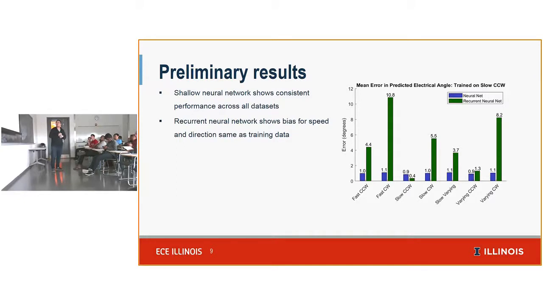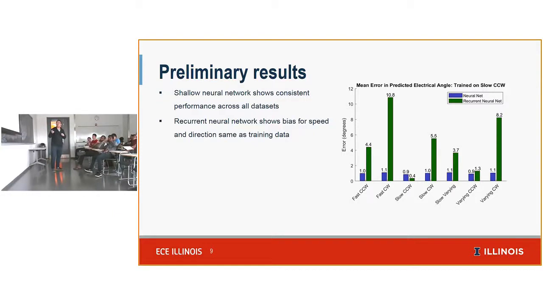So these are the preliminary results for the neural networks. On the graph, the blue is a shallow neural net, and the green is a recurrent neural network. A key point to note is that the shallow neural net performs pretty consistently across all of our data sets, despite it only being trained on the slow counterclockwise data set.